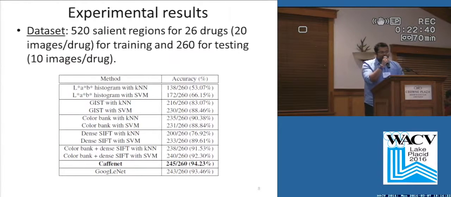In our wet lab, we made 520 such salient regions from 26 drugs based on 12 such reagents for training and 260 for testing. We did a threefold cross-validation because our data set size is small and we don't want overfitting to mess everything up. And we extracted both low-level and high-level features, handcrafted and deep CNN as well.